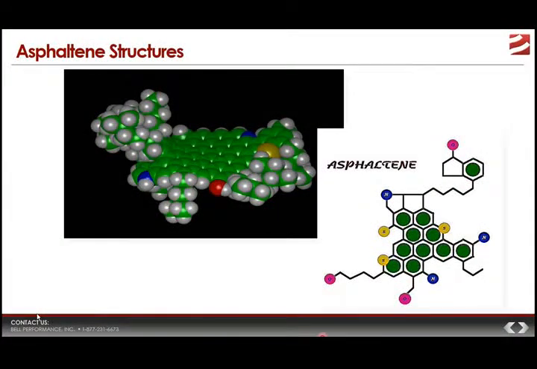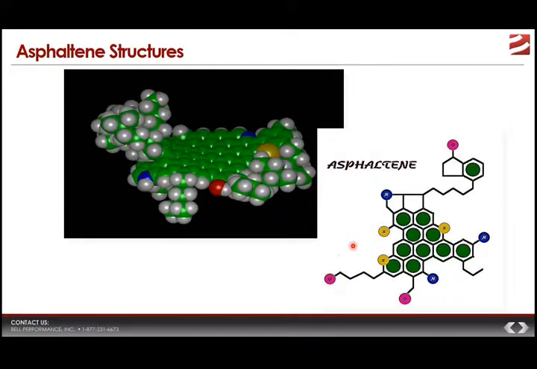Now, these are some pictures of asphaltene structures. As you can see, this is a computer graphic generation. You can see all of these are carbon molecules. I believe the white ones are hydrogens, but you can see that this is a very large molecule that has a lot of carbons in it. This is another drawing. Each one of these points is a carbon. It may have a nitrogen mixed in, might have an oxygen, might have a sulfur. But by and large, these are good examples of what some asphaltene molecules look like.